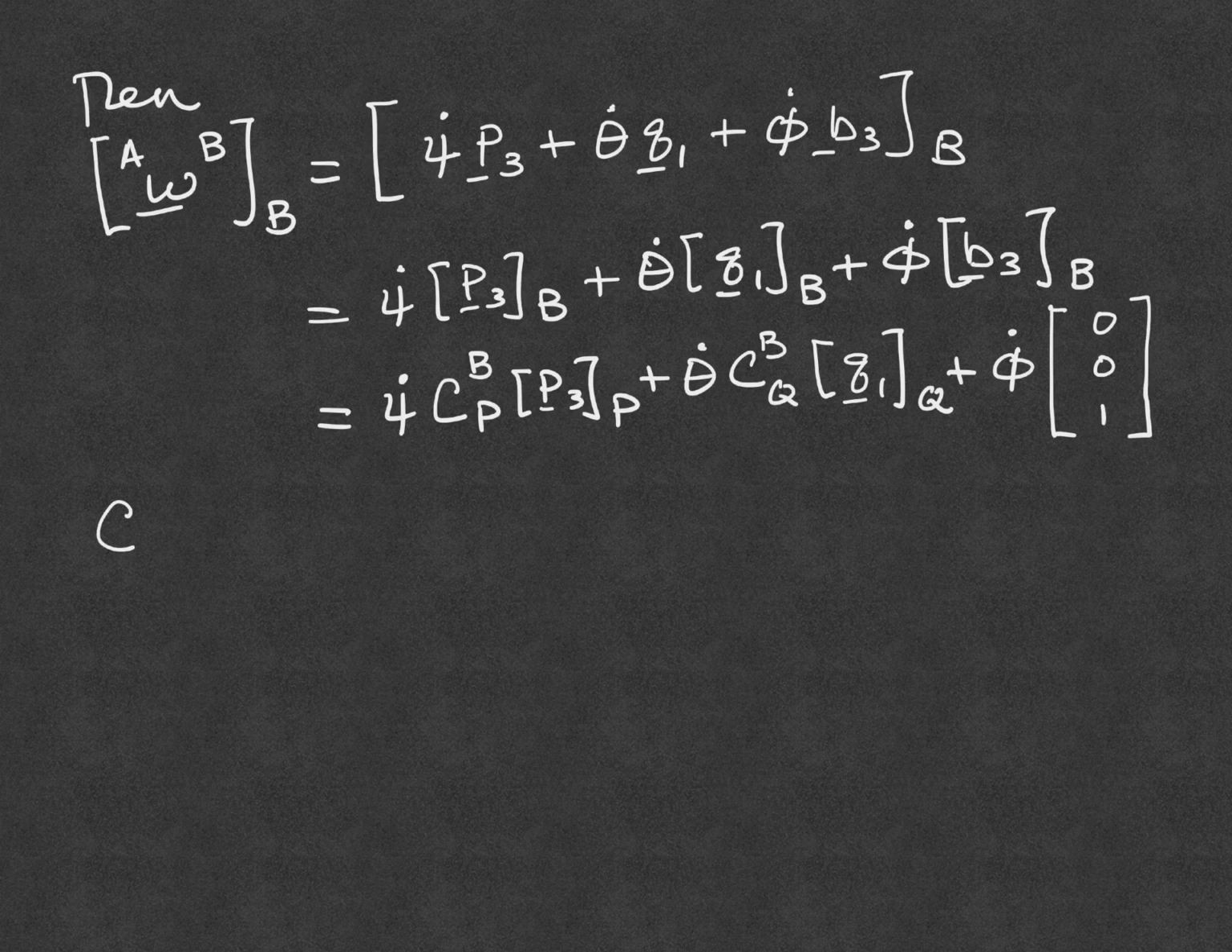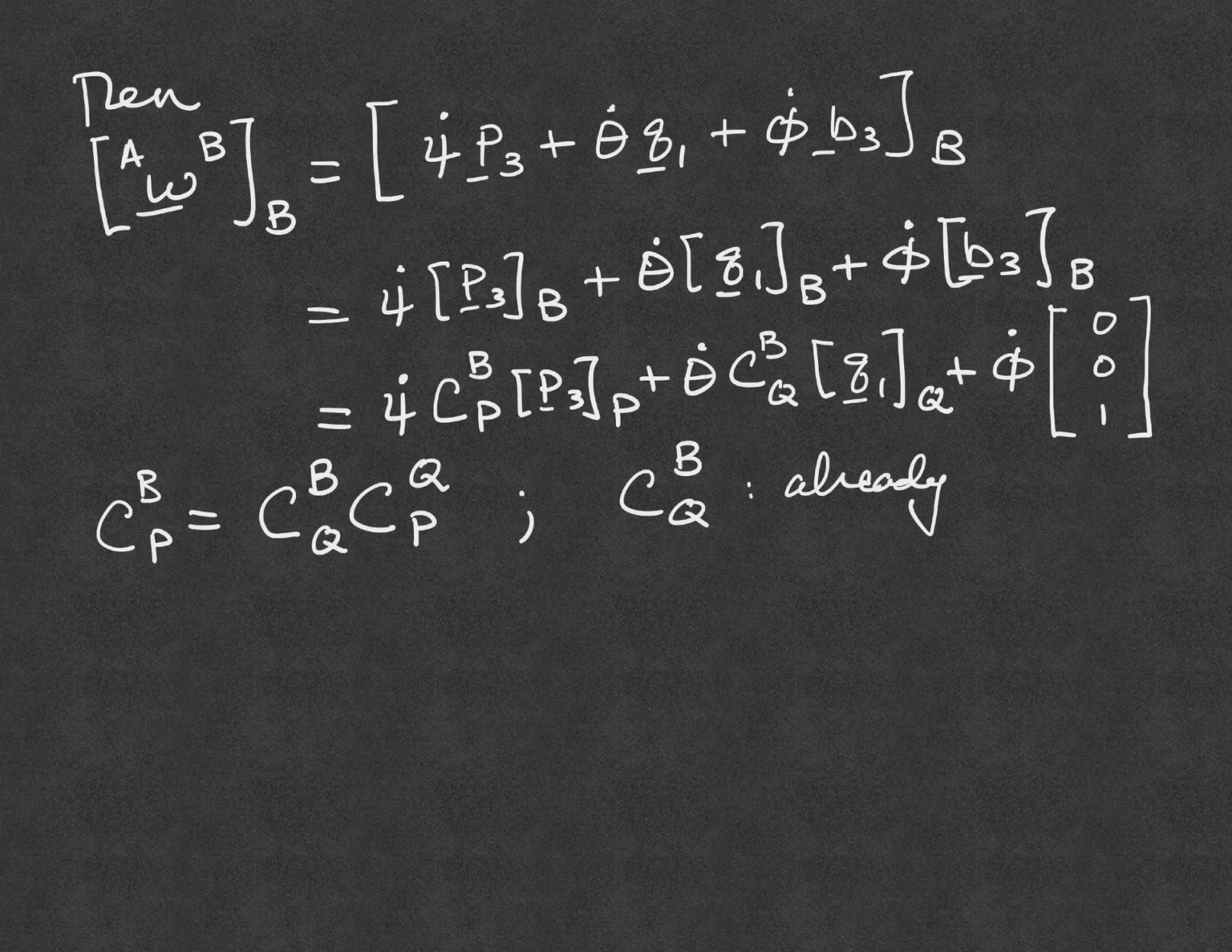So first, I know that the transformation from P to B is equal to the transformation from P to Q times the transformation from Q to B. So I need those two transformation matrices. Next, I know that the transformation from Q to B was already given. So we already have this. So we can now go about getting these two transformation matrices and multiply them together to get the transformation from P to B. So let's do that.